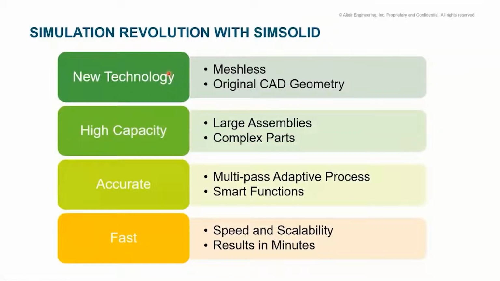So the way in which it works, like we said, is that the new technology is meshless, so you don't need to do any of the meshing itself. And on the original CAD geometry, what it will do is apply those high-order differential equations. It works in high capacity, so you're not limited to looking at just the one part. You can look at a large assembly of different complex parts as well. It is accurate, so just because it's quick does not mean it's dirty. It goes through a multi-pass adaptive process, and it uses these smart functions in order to adapt itself so that it's giving the right stress value that you need it to be. And just so you know, it is very fast in solving. You can look at the speed and the scalability of it, and you get your results in minutes.